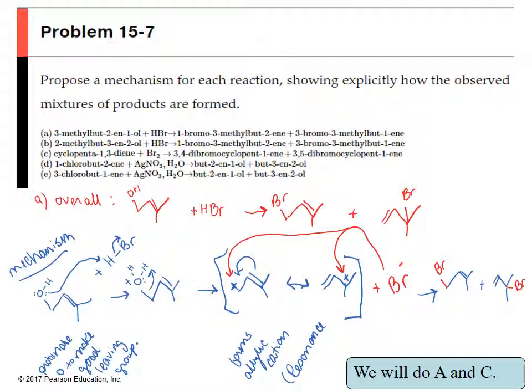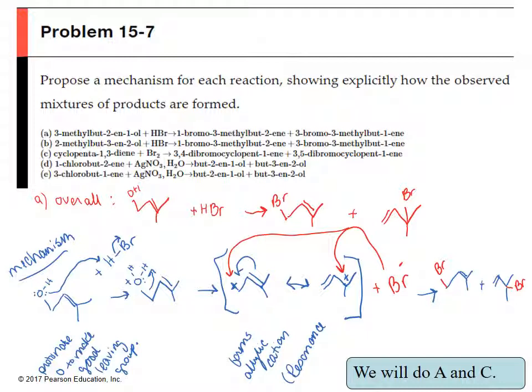So what I have first written is the overall reaction. They tell me right up here, 3-methylbut-2-en-1-ol is going to react with HBr to produce 1-bromo-3-methylbut-2-ene and 3-bromo-3-methylbut-1-ene. So first of all, I drew what was happening, and you can see the two places where that bromine is going to add. And then we want to use mechanisms to try to explain why it added in two places.